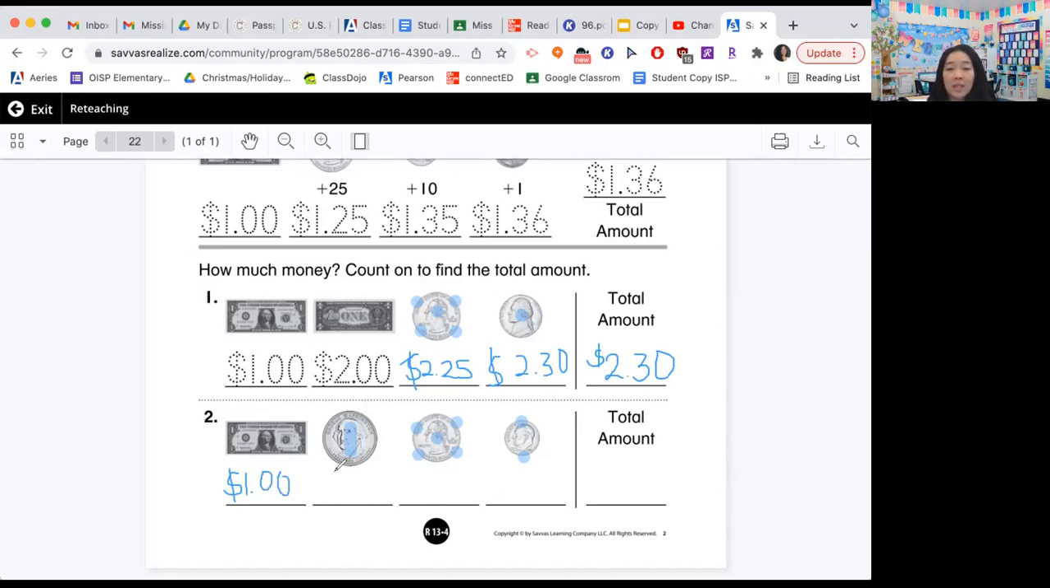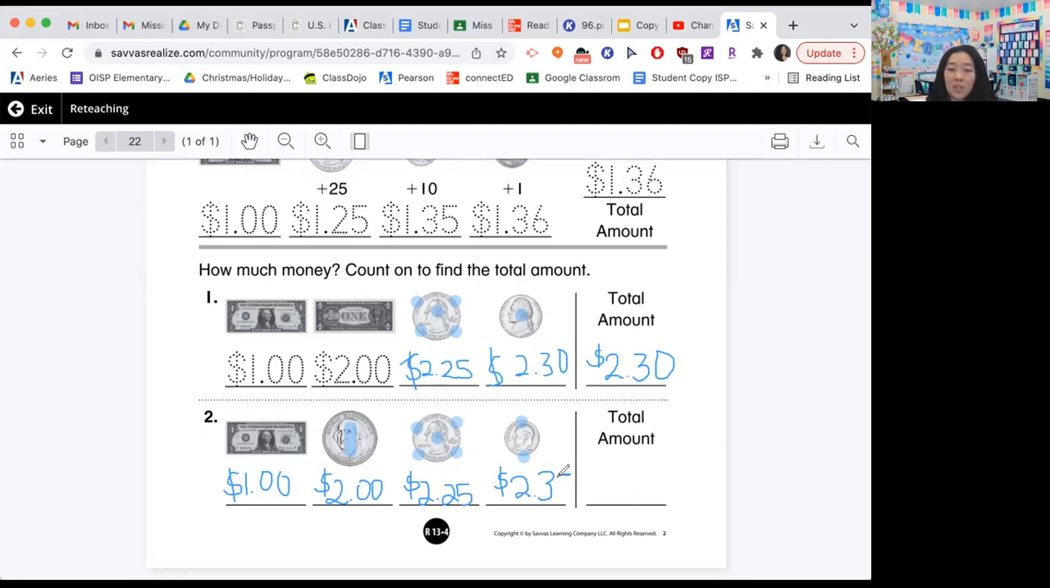This next one is another dollar coin. So now we have $2. From here, we're going to count on. We know that if we're adding 25 cents, we're just going to say 25. $2.25. And then now we have to add that dime. And if we add that dime, then we need to add 10 more cents. So 25 cents plus 10 cents would be 35 cents.